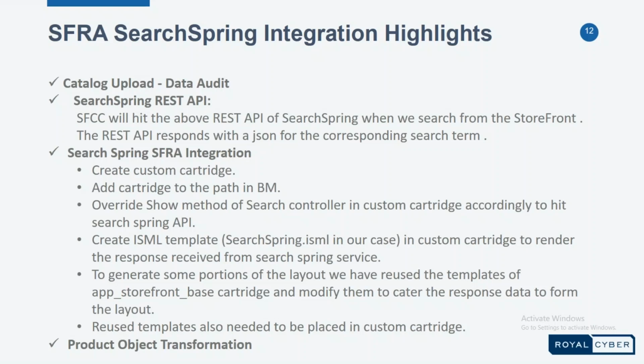And for ISML templates, we can also create our own ISML template as well. It is not a hard and fast rule that we have to just extend the base one only. We can create our new one as well. So in our case, we have just created our new ISML named SearchSpring.isml, and we have placed it in the custom cartridge, and we just rendered the response received from SearchSpring into that template.